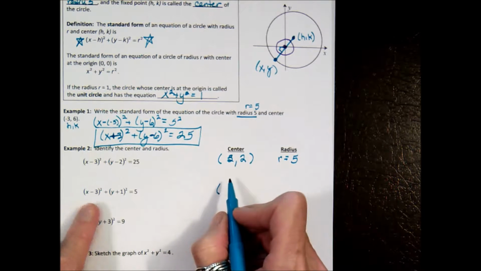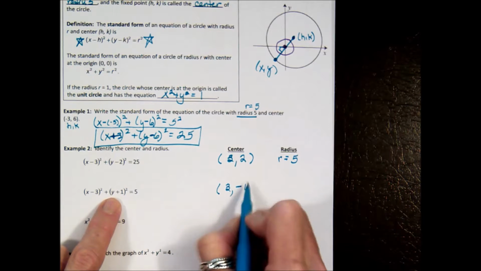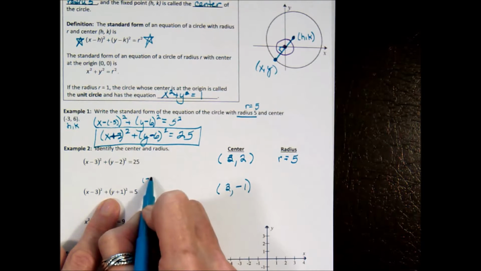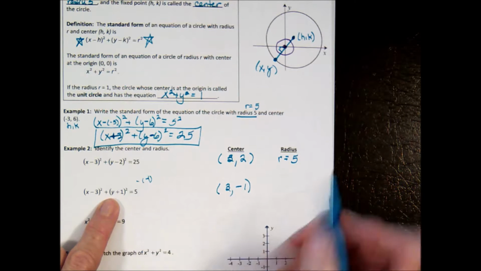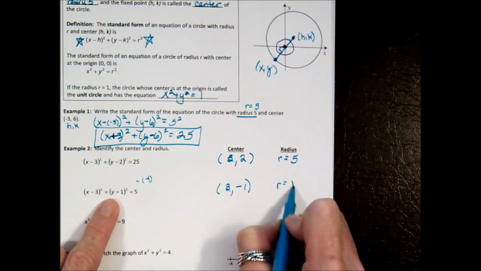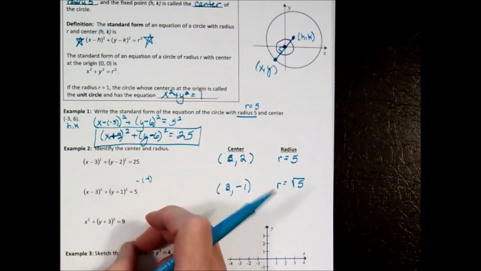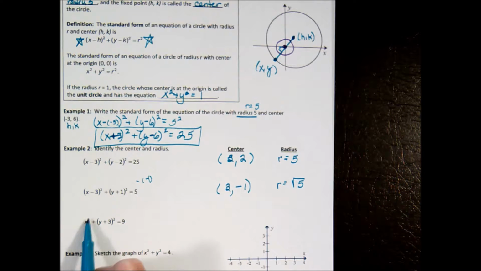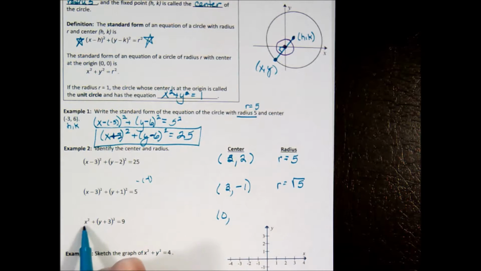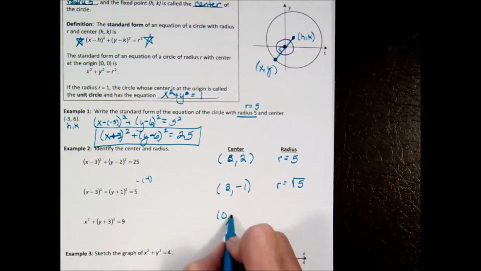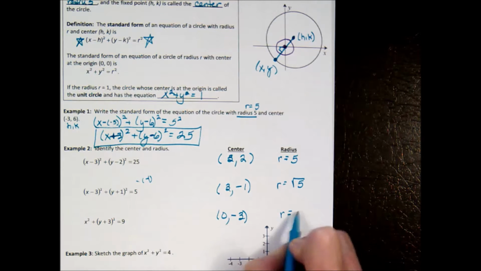Here, the center on this one is 3, but since this is a plus, it had to have been a -1 because it was minus a -1, which would give you the +1. And the radius here is the square root of 5. You always have to take the square root of what you see in that equation. For this one, the only way the x would be by itself is if the center, the x part, was at 0, and then here the y part is at -3, and the square root of 9, r equals 3.